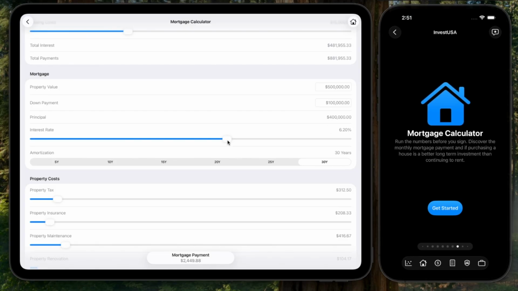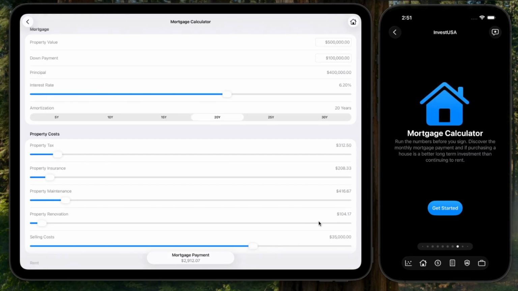Now the interest rate, this is a sliding bar. Make sure you pick the interest rate that you're going to get from the bank, but the average rate now is about 6.2 for a 30-year mortgage. And if you are ambitious, you can click lower term rates, like a 25 or a 20, and it will do all the calculations for you. Basically, you can see the mortgage payment changing every time you adjust a number.